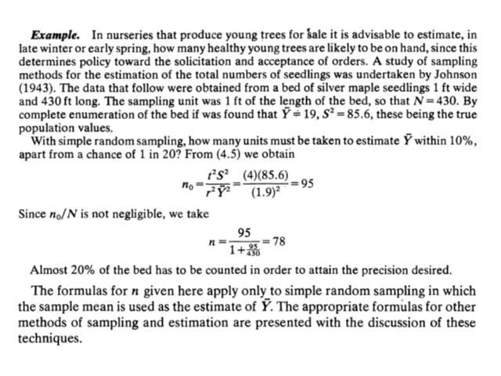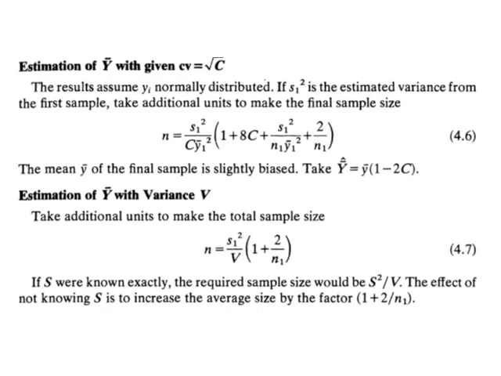From 4.5 we obtain the answer. So almost 20% of the bed has to be counted in order to attain the precision desired. The formulas for n given here apply only to simple random sampling in which the sample mean is used as the estimate of y bar. The appropriate formulas for other methods of sampling and estimation are presented with the discussion of these techniques.